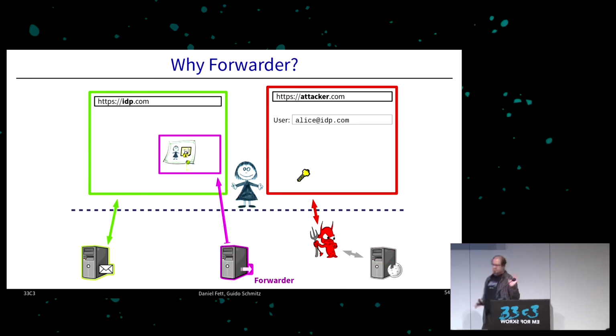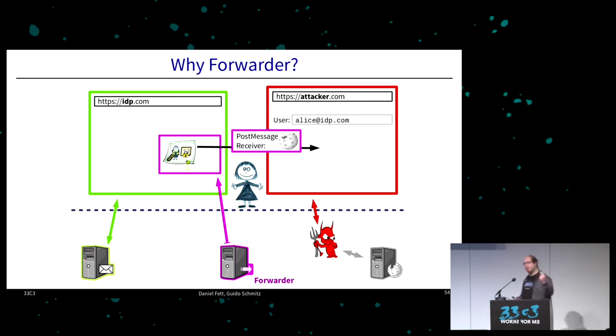Now you can think this forwarder may also be malicious, but let's talk about this in a second. So let's just talk about what the forwarder does. The forwarder gets the user assertion, and he gets the key to decrypt the tag. And now he can instruct the browser to send a postMessage, but only to a window of Wikipedia. So the browser checks, is the receiver a window of Wikipedia or not? And if it's not, it doesn't deliver this message. So this protects the user assertion from being leaked.